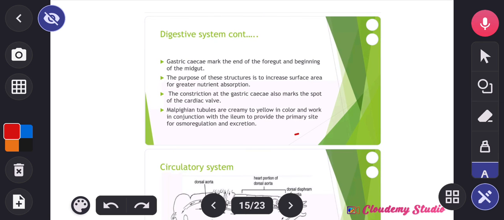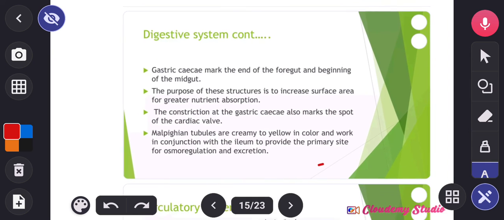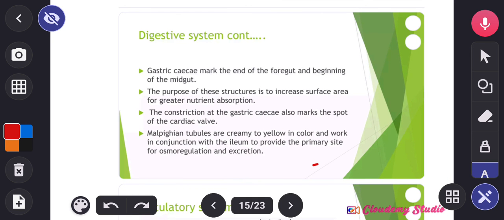Now, they have something we call gastric ceca. Gastric ceca mark the end of the foregut and the beginning of the midgut. And the purpose of this structure is to increase the surface area for nutrient absorption. Is to increase what? The surface area for nutrient absorption.